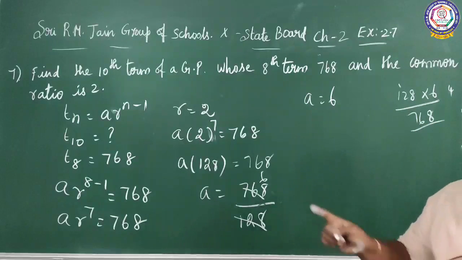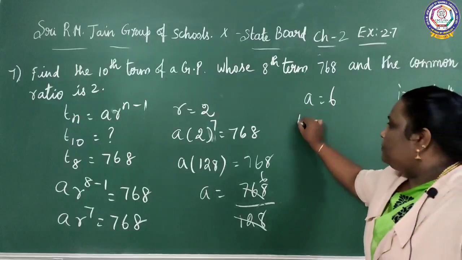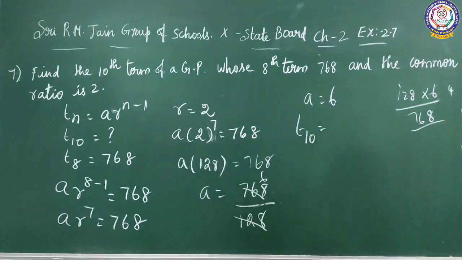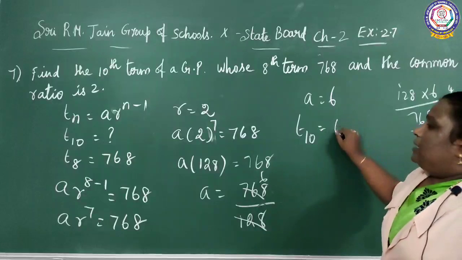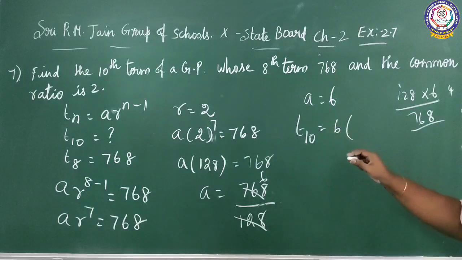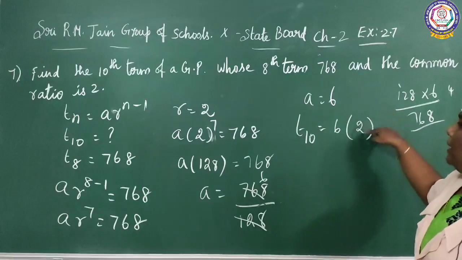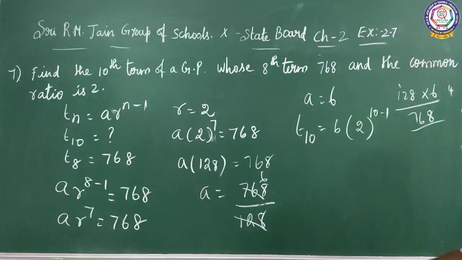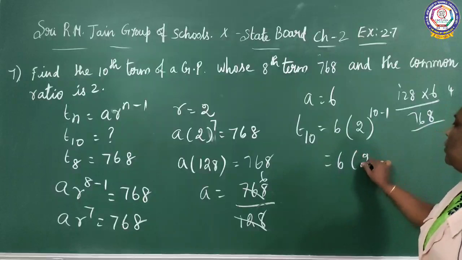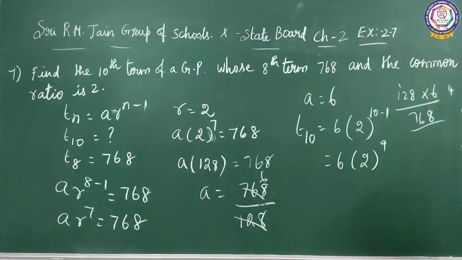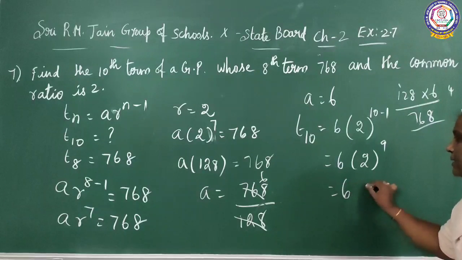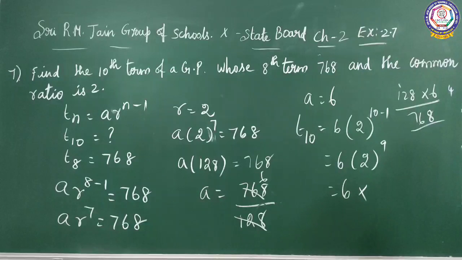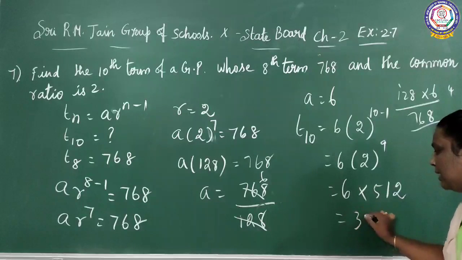So you should find out the value of T10. T10 equals 6 into r power, the r value is 2, power 10 minus 1. It gives 6 into 2 power 9. 6 into 2 power 9. 2 power 7 is 128. What is 2 power 9? 512. So what is the final value for this?